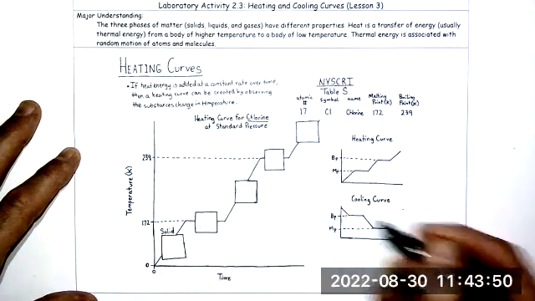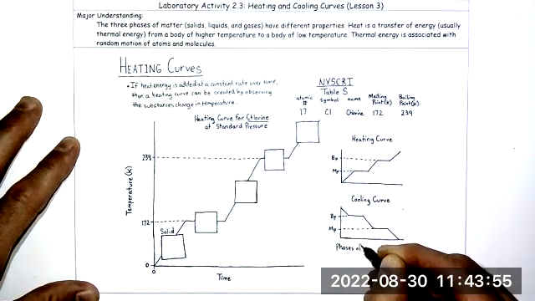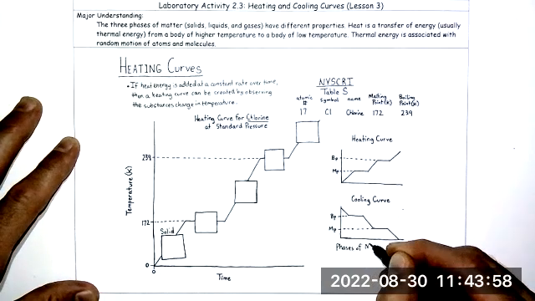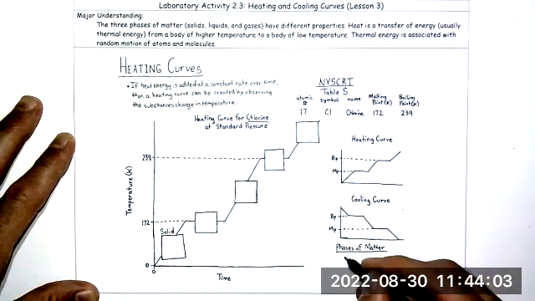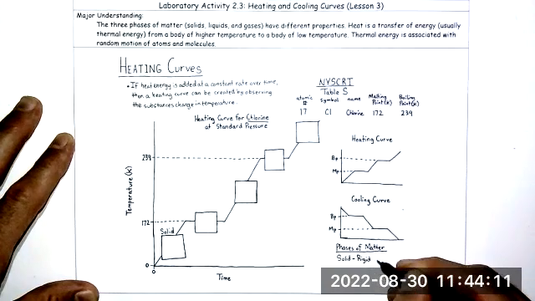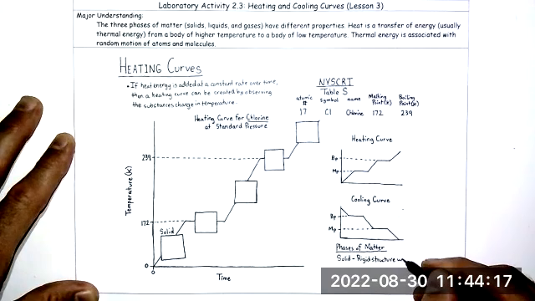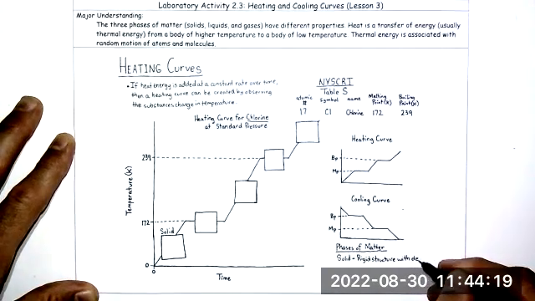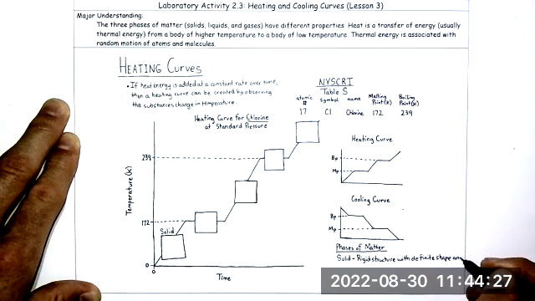Okay. And for phases of matter, we have 3 different ones that we're going to discuss for this course. One of them is solid. And a solid is a rigid structure with definite shape and definite volume.